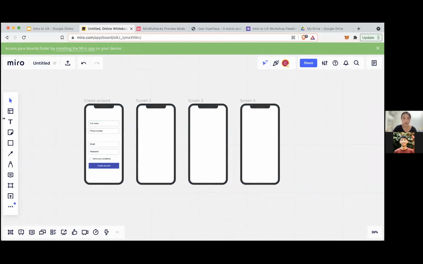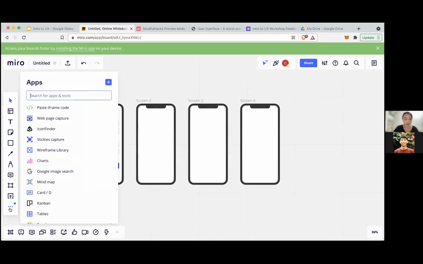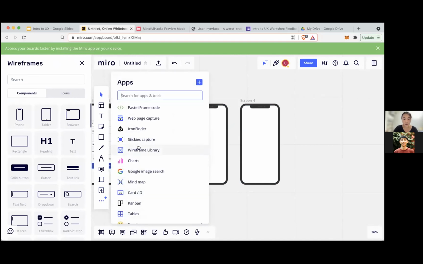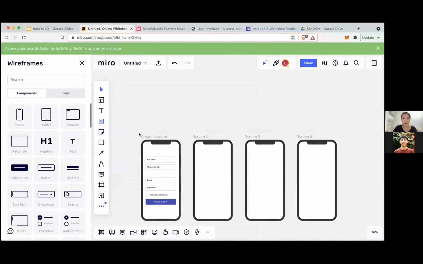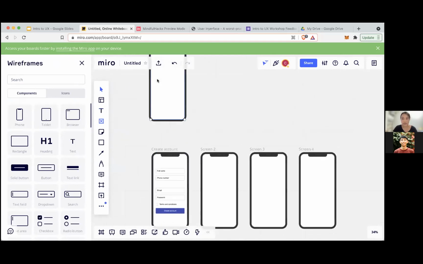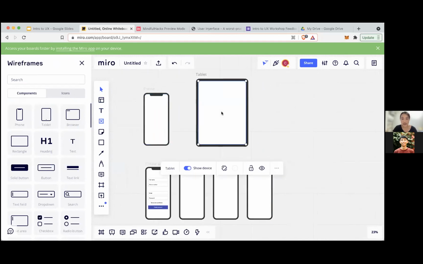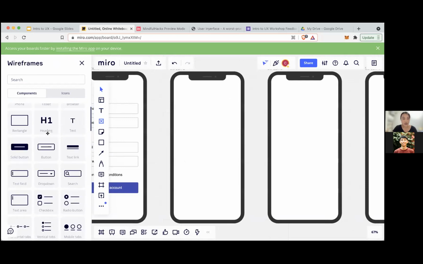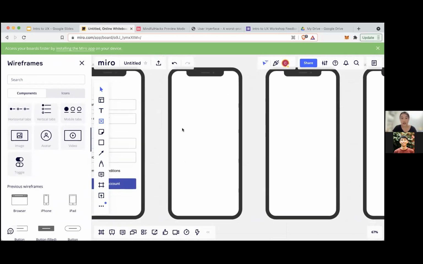On the toolbox at the left, you will see there are 3 dots. Click on the 3 dots, go to wireframe library. Or you can also drag the wireframe library into your toolbox here, so it's easier access for you. Then you can drag in whether your prototype is on phone, or on tablet, or on a browser. And from here, you can drag in any elements that you want in your prototype.